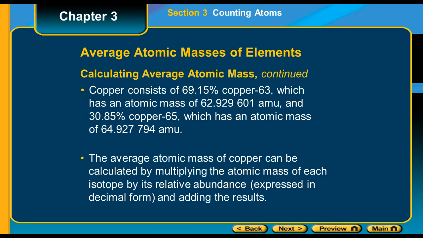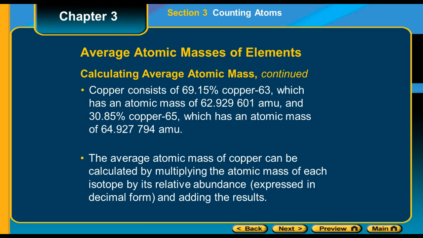So here's an example. If you were doing copper, and copper consists of 69.15% copper-63, which means it has a mass of 63 grams or AMUs, which its actual mass is 62.929601 AMU. And if you have 30.85% copper-65, which has an atomic mass of 64.927794. So you need to consider that there's more copper-63 around than there is copper-65, and you're going to do a weighted average.